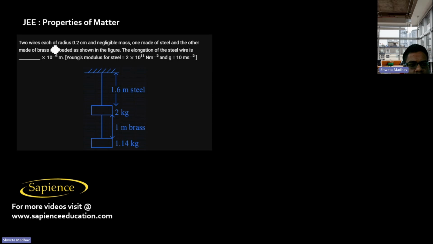So here it is told two wires, each of radius 0.2 centimeter. Here the radius R1 is 0.2 centimeter, R2 is 0.2 centimeter also, and they have negligible mass, one made of steel and the other made of brass, as shown in the figure. We have to find out the elongation in the steel wire, delta L1.